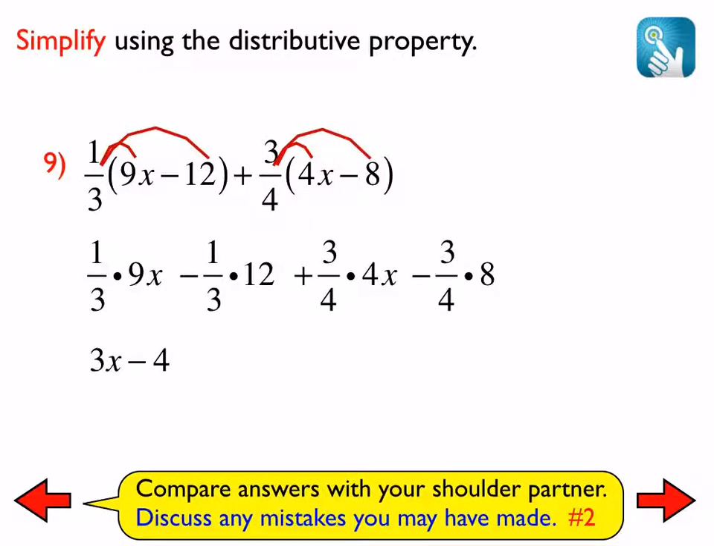And so we piece all that together. We end up with 3x minus 4 plus 3x minus 6. Combine like terms, so combine the x's together, combine the negative 4 and the negative 6, so the constants together, and we end up with 6x minus 10.